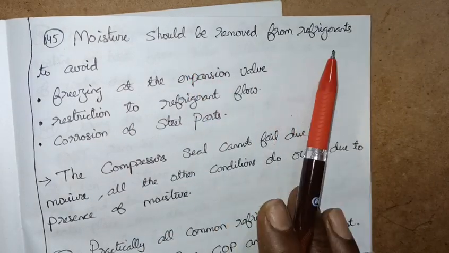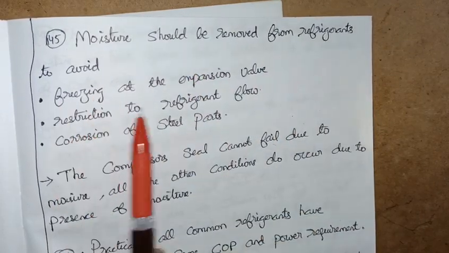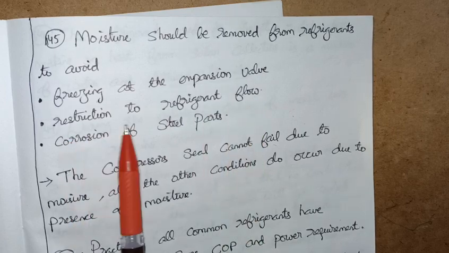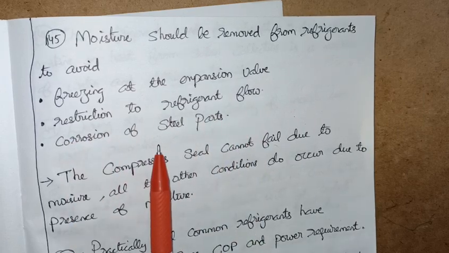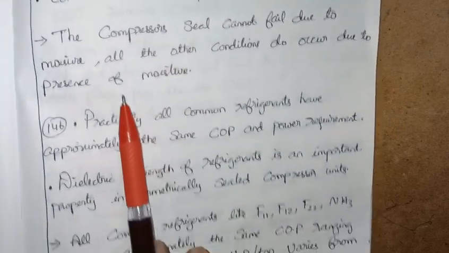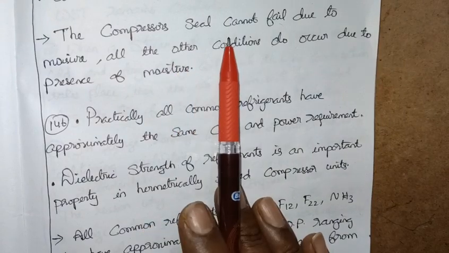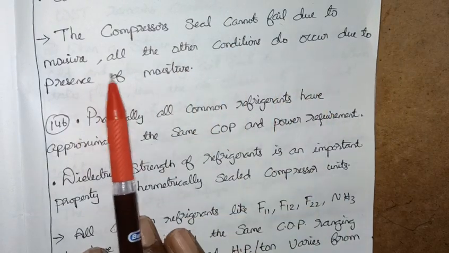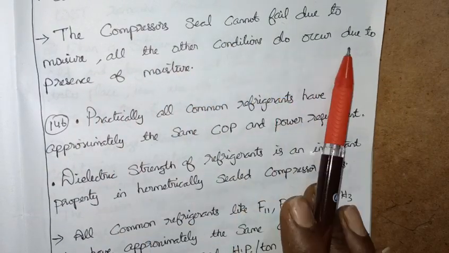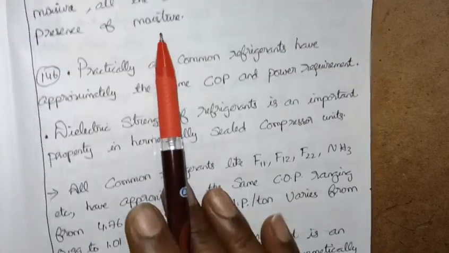Moisture should be removed from refrigerants to avoid freezing at the expansion valve, restriction to refrigerant flow, corrosion of steel parts. The compressor's seal cannot fail due to moisture. All the other conditions do occur due to presence of moisture.